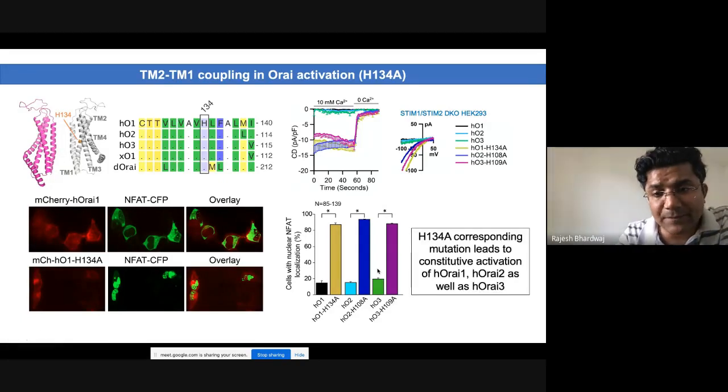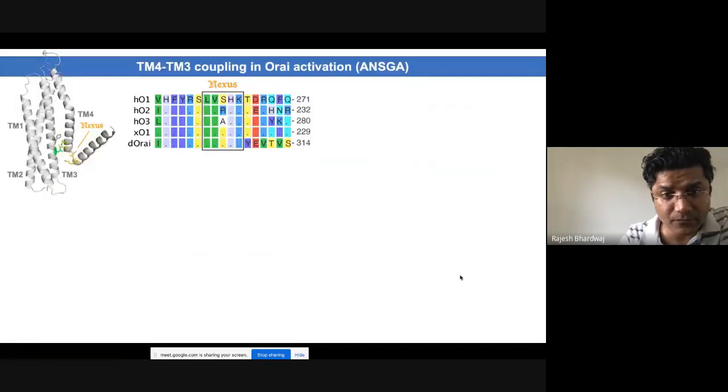So basically, the take-home message is that this H134A mutation, which is indicative of this TM2, TM1 coupling, leads to constitutive activation of all three human ORI isoforms, suggesting that this TM2, TM1 coupling mechanism is conserved among ORI isoforms.